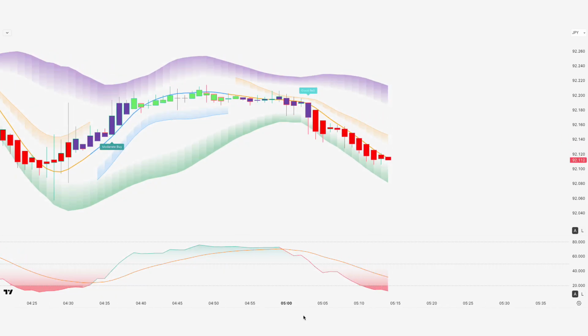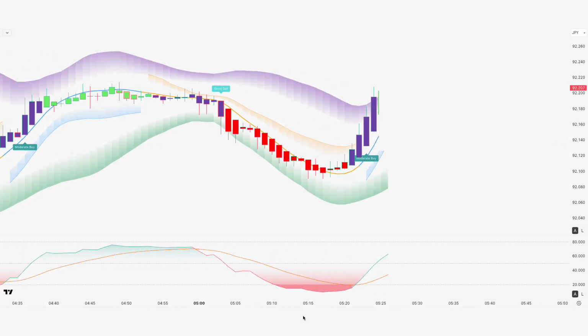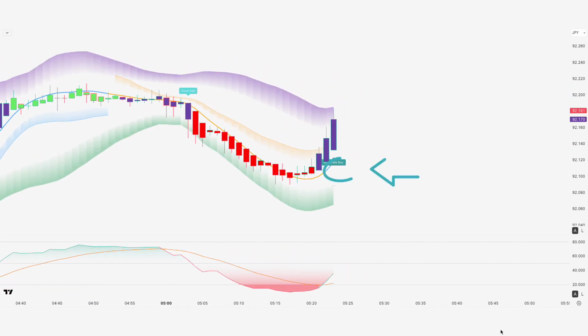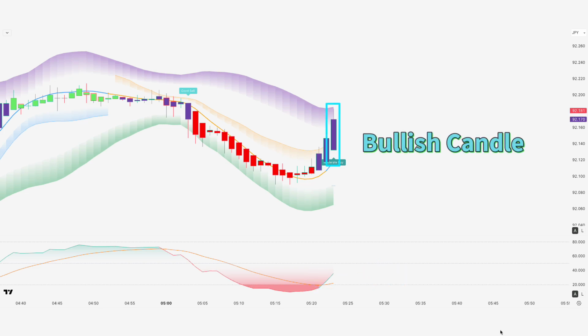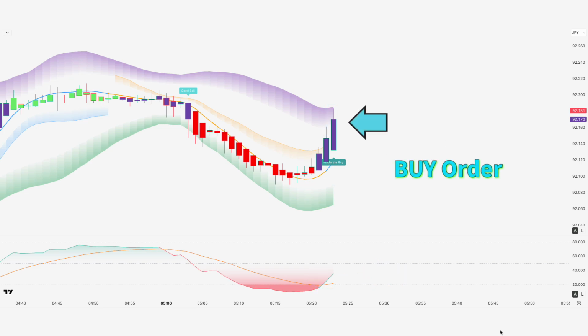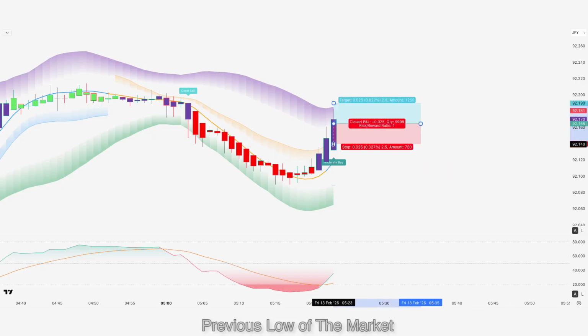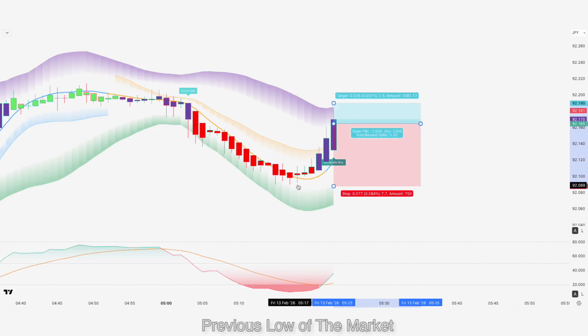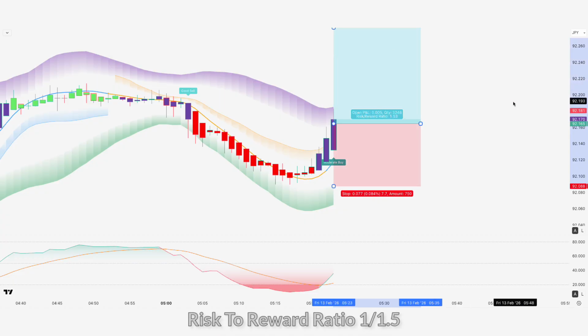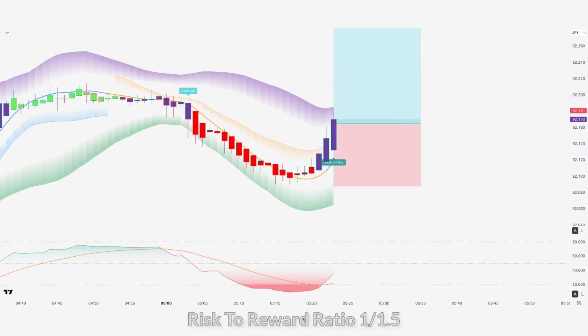Now our setup is ready. Let's see how we use these trading setups. When the Confluence Suite arrow of this indicator is a moderate buy signal, when the green line of enhanced momentum is above the orange line, and when the market forms a bullish candle, if this condition is fulfilled, then we will place a buy order. Our stop loss is to be placed at the previous low of the market, and the risk-to-reward ratio will be 1:1.5.